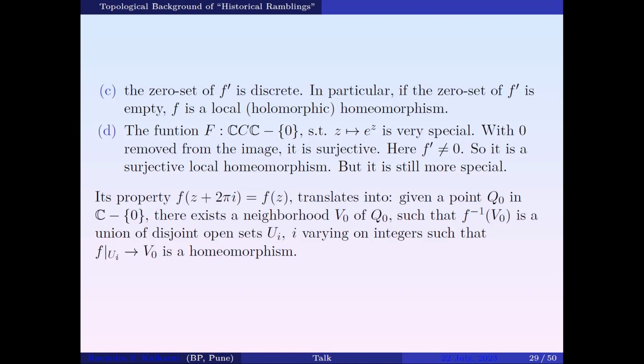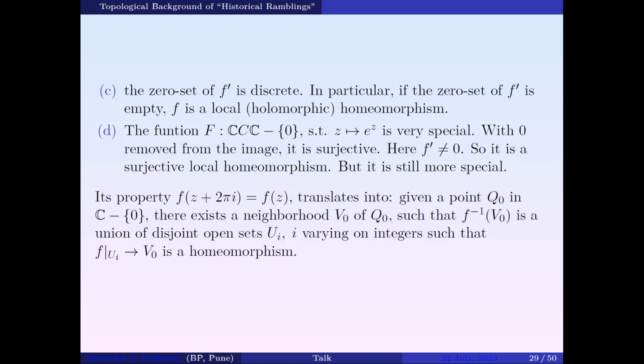Then you consider this special function, z goes to e to the z. Now its derivative is never zero. So locally it is always a homeomorphism. But it's not surjective. It omits only zero. So it's a map from C to C minus zero. And it's a surjective local homeomorphism.